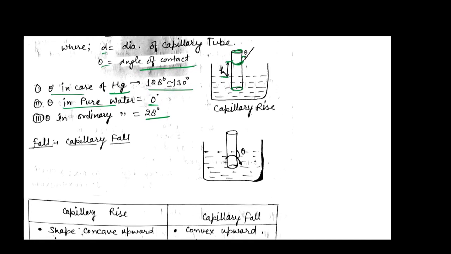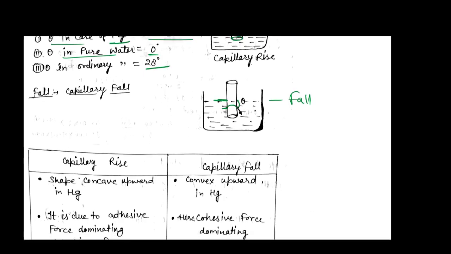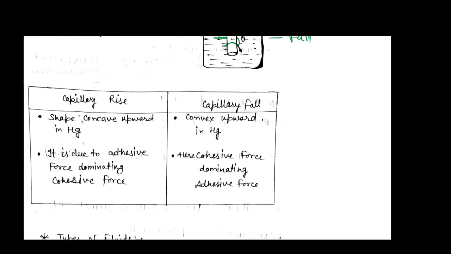In the first case there is a rise. As you can see, the water is rising from its level to a certain height h. But in the case of some fluids there is a fall. You can see the water level is here, and the fluid inside the capillary tube is downwards, and theta is the angle of contact. This is the case of fall. So there is a basic difference between capillary rise and capillary fall.